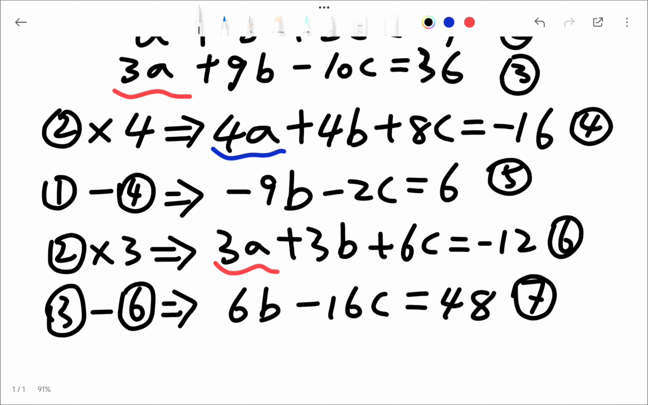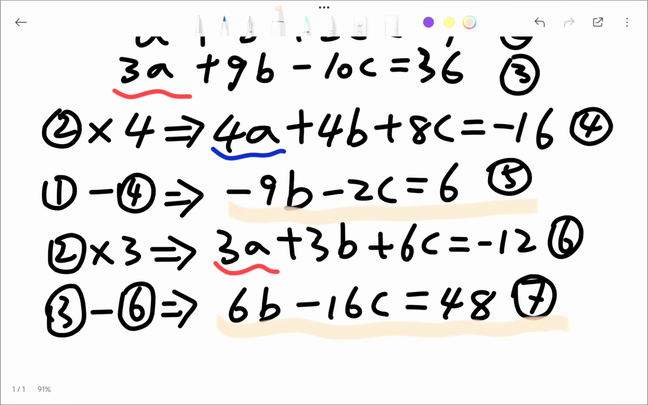Alright, now we have 2 new equations with only 2 variables. And you can solve these like what we have done earlier. And I'll leave it to you to do the rest.